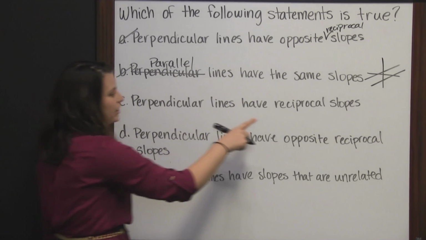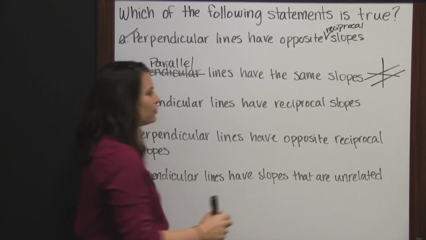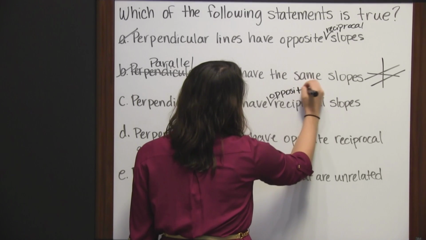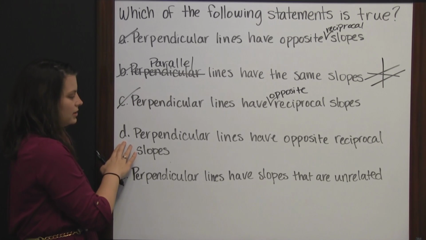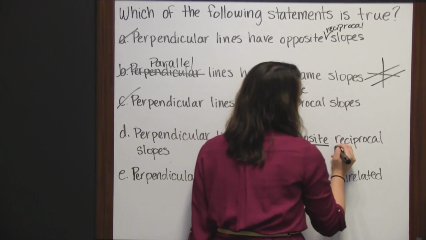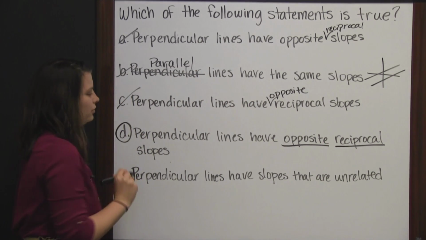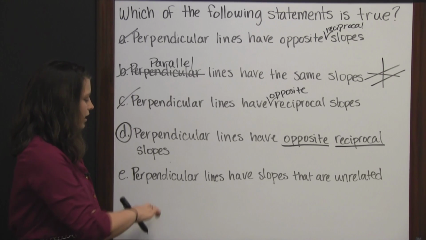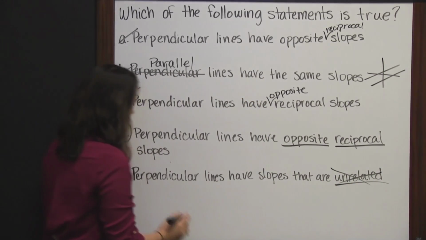C. Perpendicular lines have reciprocal slopes. Again, close but missing a very important word, and that is opposite. They have opposite reciprocal slopes. So this is also not true. D. Perpendicular lines have, finally, opposite reciprocal slopes. This statement is true. Perpendicular lines do have opposite reciprocal slopes. And E is also not true.